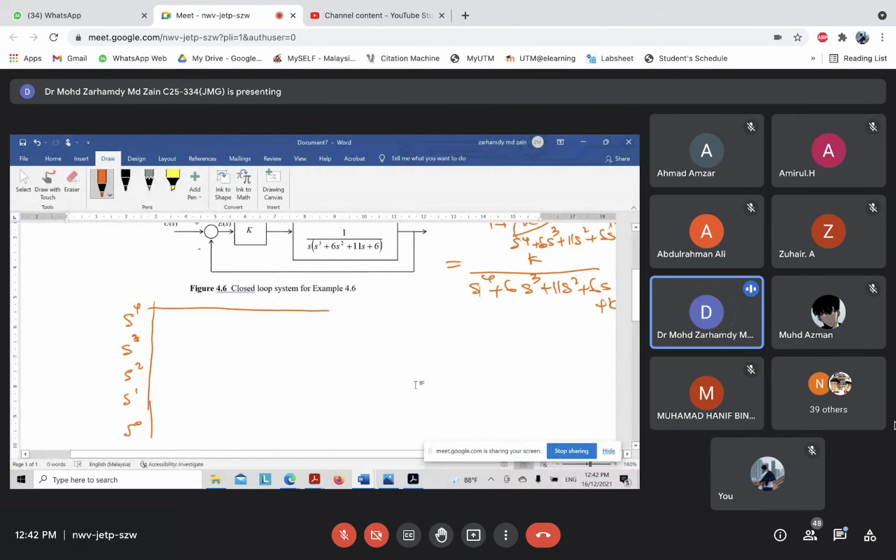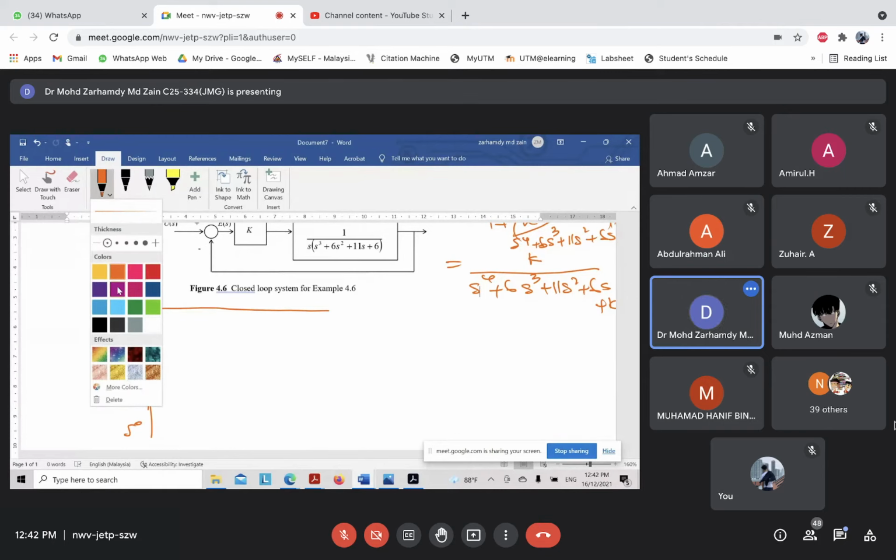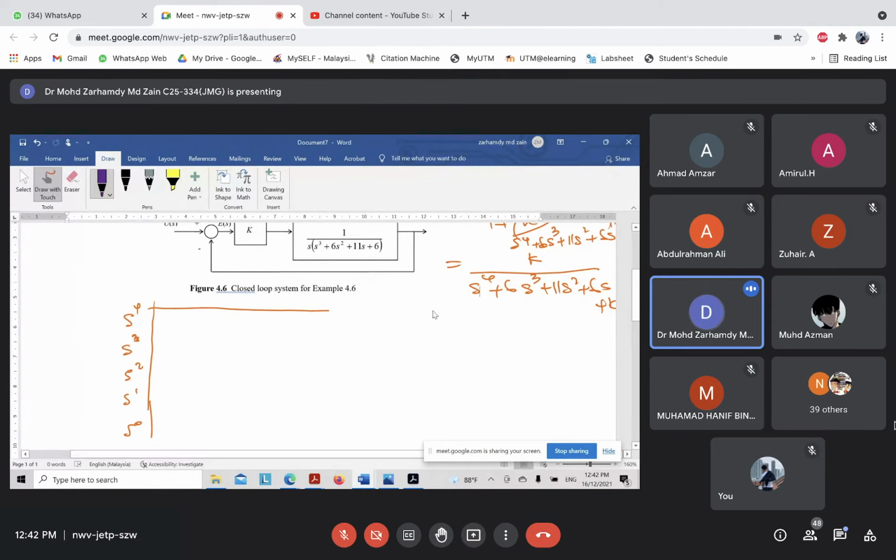Okay, so we need to follow the procedure to fill in the table. From here we have 1, right Taufik? 1, and what else? 11. Yes. So 1, 11 and K. Okay, good.